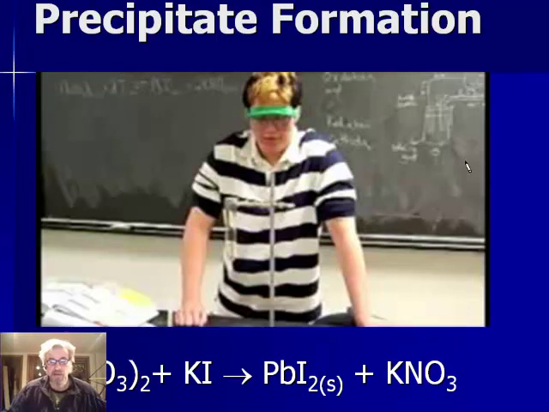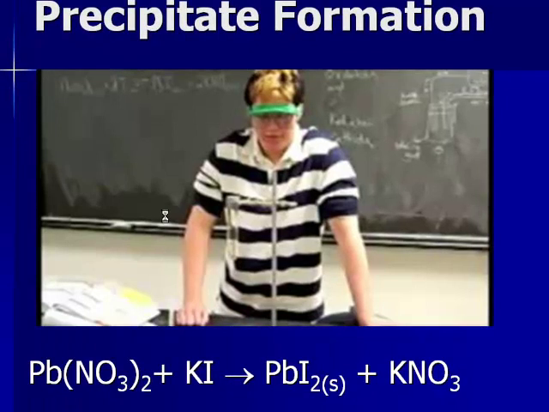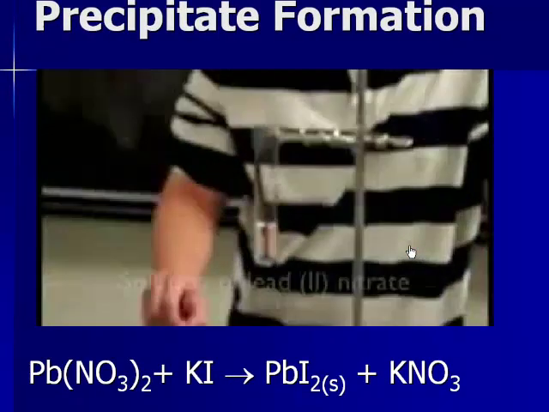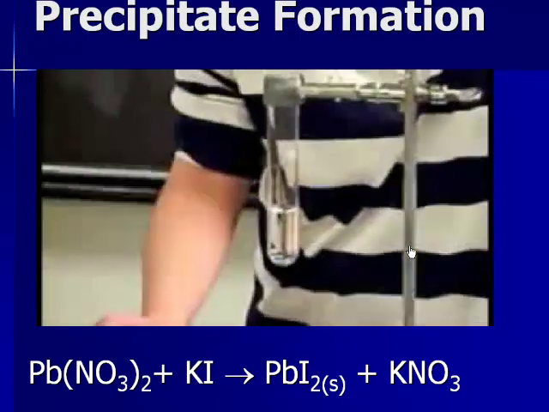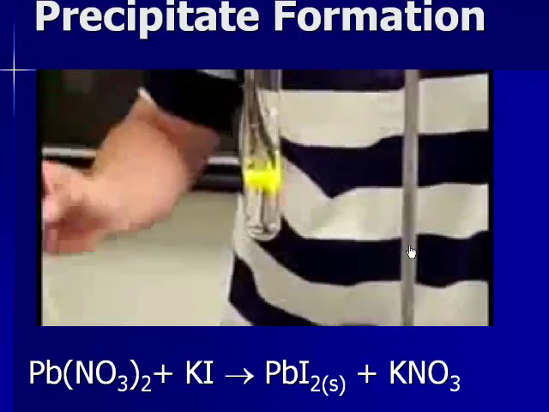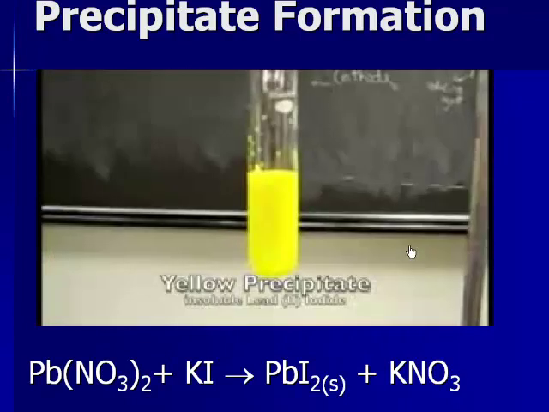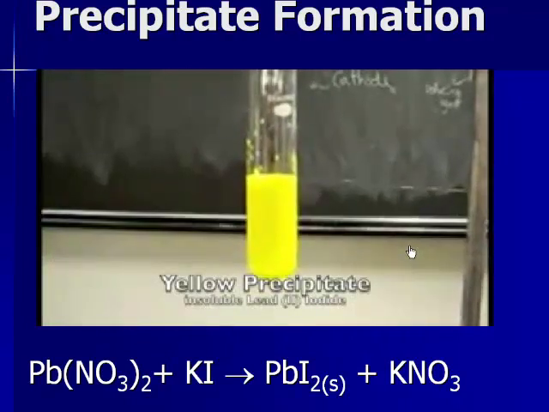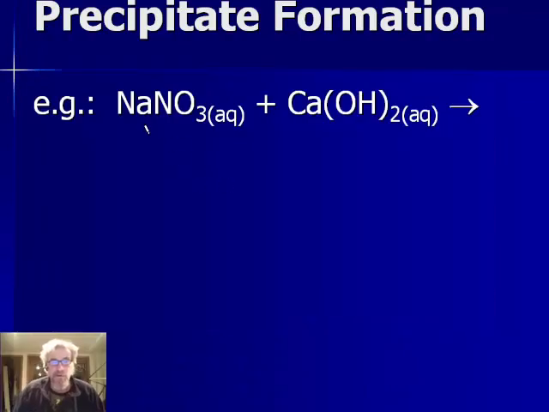Let's take a look at this guy. He's going to do the reaction that we just did. He's going to mix lead nitrate with potassium iodide. He's got his solution of lead-2 nitrate in the test tube, and he adds the potassium iodide. And that lead-2 iodide is the yellow precipitate. Let's try another one. Sodium nitrate and calcium hydroxide.